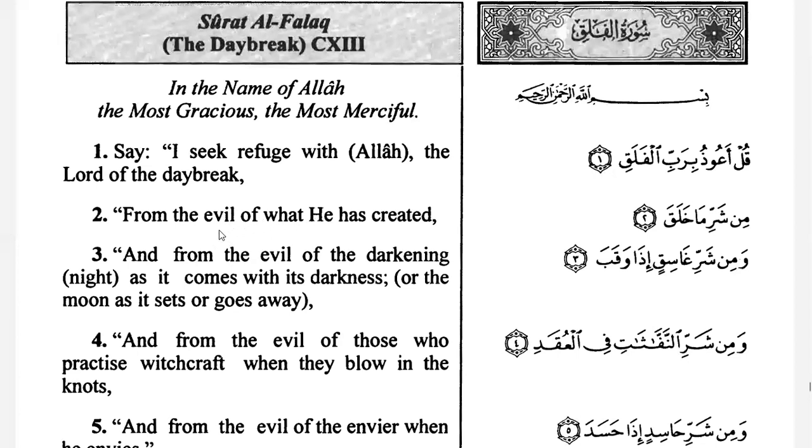Okay? Okay. Then what is the second thing from which we are asking the protection? And from the evil of darkening, as it comes with its darkness or the moon as it goes away. So, you know, when darkness comes, usually harmful things come out, like harmful insects and other animals. Then even most of the criminals do their criminal activities in darkness, at night. Even the evil jinns usually come at night. So we ask Allah to protect us from the evil of darkness.